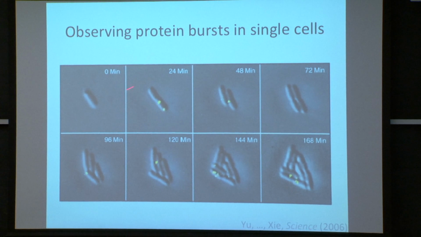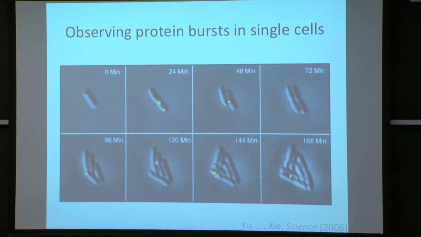Now, there's what I think is a really beautiful paper by Sunney Xie's lab at Harvard in 2006, where he combined single molecule fluorescence with live cell imaging in E. coli. And this allowed him to observe individual expression events within individual cells, where every time one of these proteins was expressed, he got a little yellow spot corresponding to the equivalent of a yellow fluorescent protein.